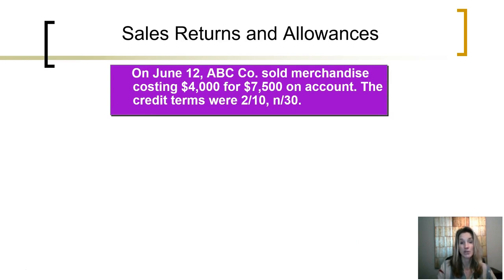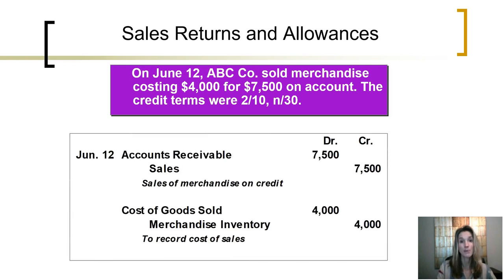Now let's look at an example of a return and allowance. On June 12th, ABC sold inventory costing $4,000. They sold it for $7,500 on account. The credit terms are 2/10 net 30. Remember, we have two transactions going on when we sell inventory: revenues earned and inventory being used up. So the first entry is to record the revenue being earned, debit accounts receivable for the $7,500 selling price, credit sales for $7,500. We also record the inventory decreasing. We credit inventory for its cost of $4,000 and debit cost of goods sold for $4,000.